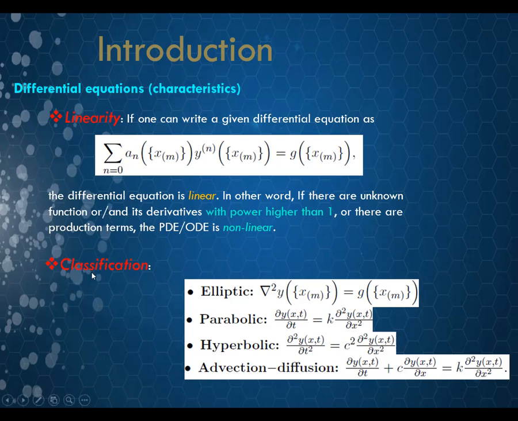There is also a classification of second order differential equations as elliptic, parabolic, hyperbolic, and diffusion. The elliptic form is here, such as the Poisson or Laplace equation, and the parabolic one relates the first derivative with respect to time to the second derivative with respect to x. The hyperbolic is such as the wave equation, and the diffusion is this form where you set c equal to 0. This reduces to the parabolic one.